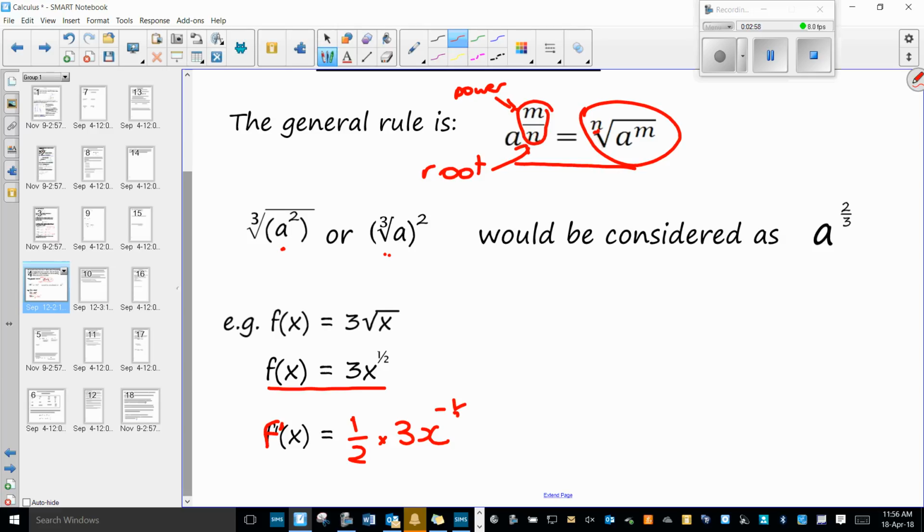Okay, I'm going to simplify that a little bit. So I've got 1/2 times by 3. That gives me 3 over 2. Okay, you can leave them as improper fractions. x to the -1/2. So that's my final answer. 3 over 2, x to the -1/2.